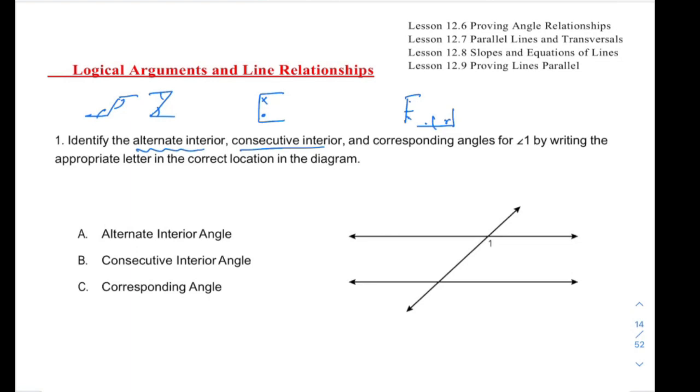So let's see now. One is here. So the alternate interior angle with 1 will be here. So A is here. Consecutive interior angle, let's change the color. Consecutive interior angle, that means letter U or C. So this will be here, and this will be letter B.